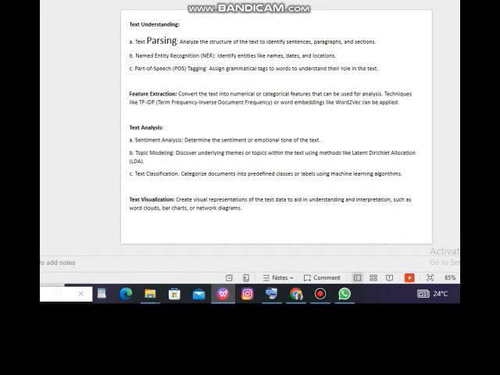Text classification. Categorize documents into predefined classes or labels using machine learning algorithms. Text visualization. Create visual representations of the text data to aid in understanding and interpretation, such as word clouds or network diagrams.